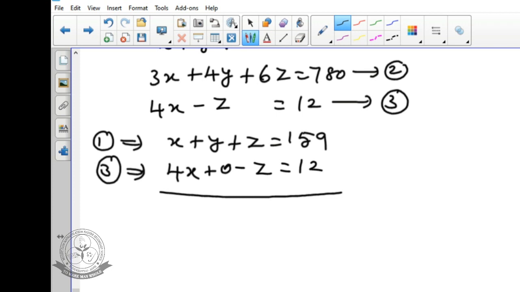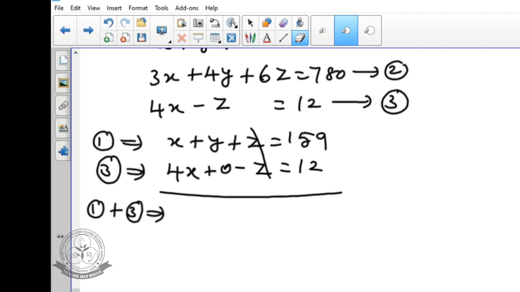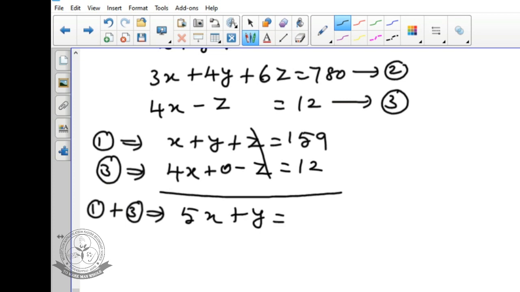Now we have to add the equations, equation 1 plus 3, because plus Z and minus Z are given. So we can add, and the Z will be cancelled. So we get X plus 4X equal to 5X. X means what here? 1. So 1X plus 4X equal to 5X. So 5X plus Y equal to 159 plus 12 is 171. This is the new equation, so give it equation number 4.